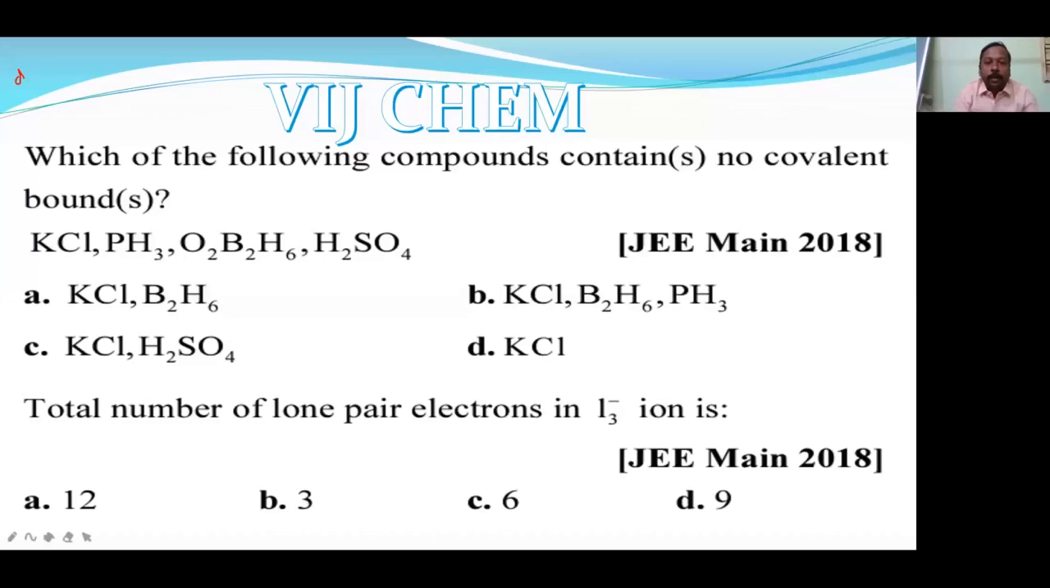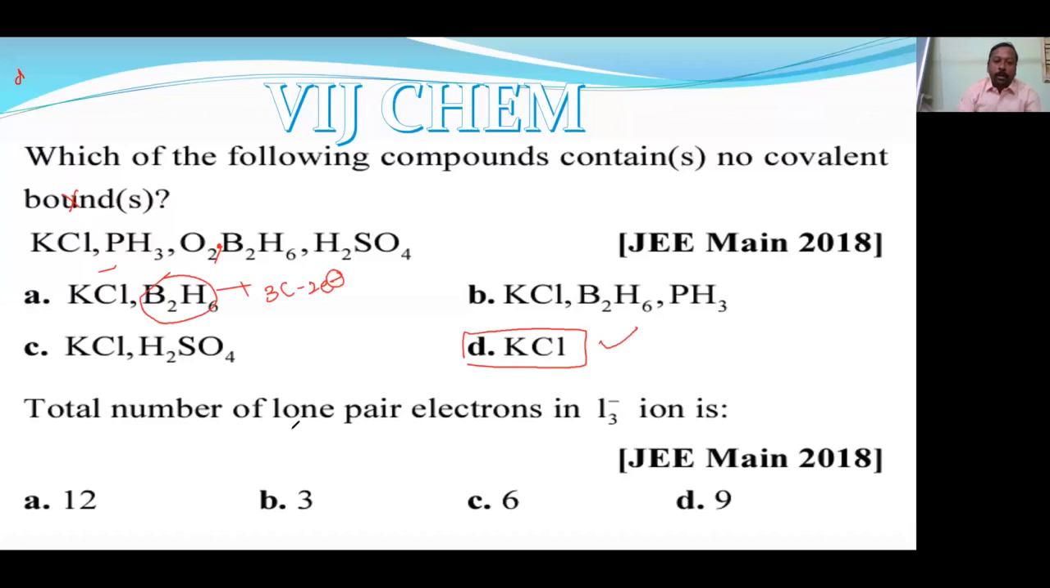Okay, next question. Which one of the following compounds contain no covalent bonds? Actually it is a spelling mistake, it is covalent bond. Okay, so start answering very carefully. Here you have to check everywhere, like B2H6. There is no problem with KCl, but the problem is B2H6. B2H6 also contains three center two electron bonds. Okay, so the answer to this question is KCl. What is the answer? KCl.